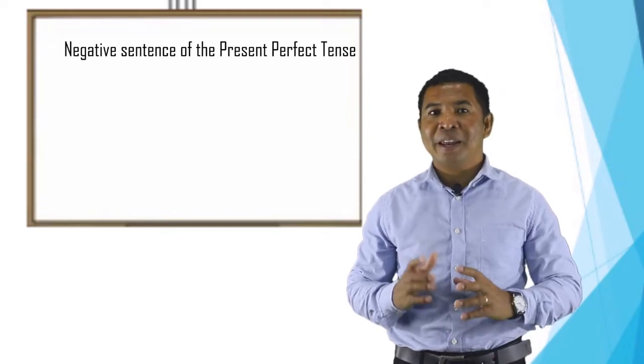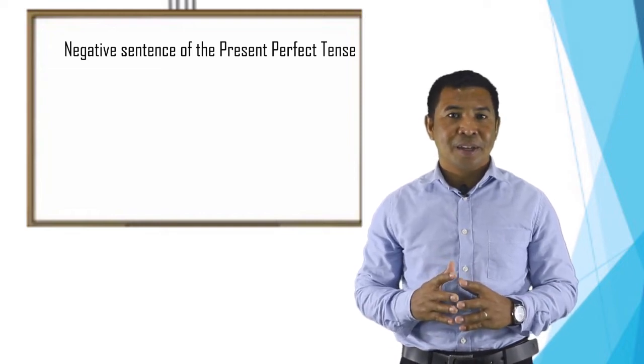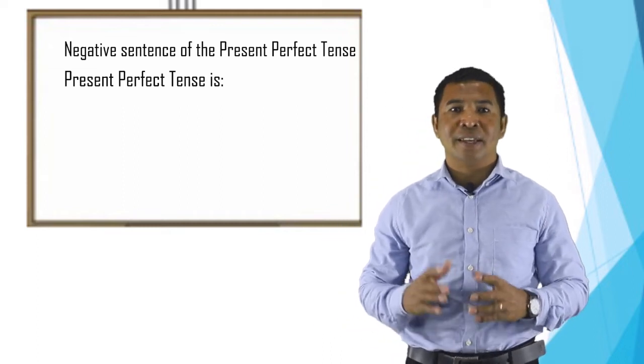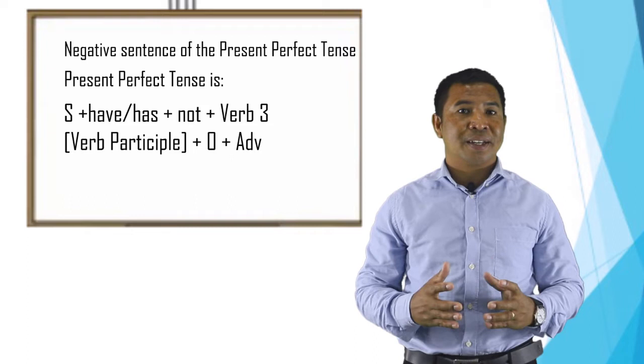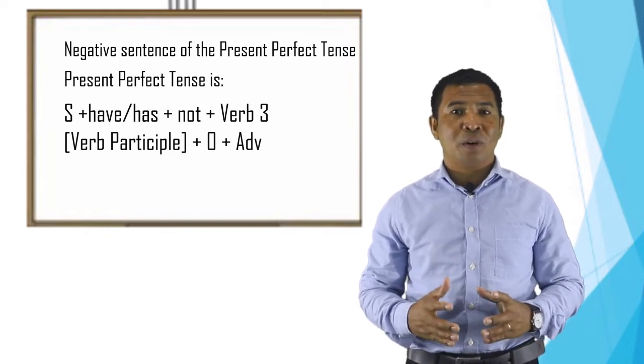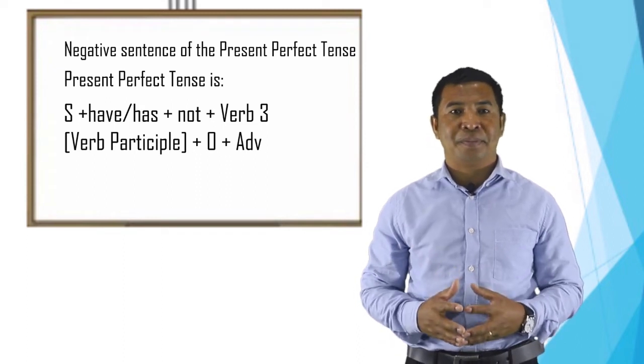How to make negative sentences in the present perfect tense? The formula for making a negative sentence of the present perfect tense is subject plus have or has plus not plus verb 3 or past participle plus object plus adverb.